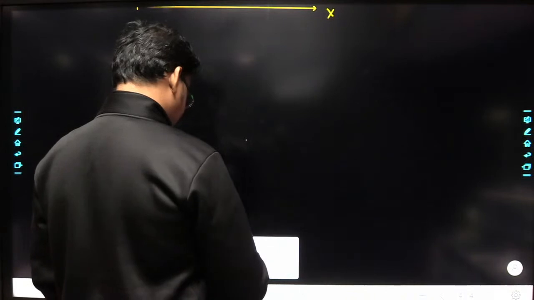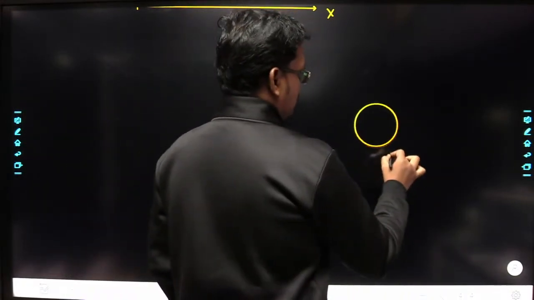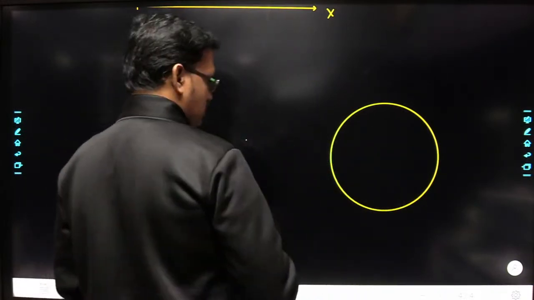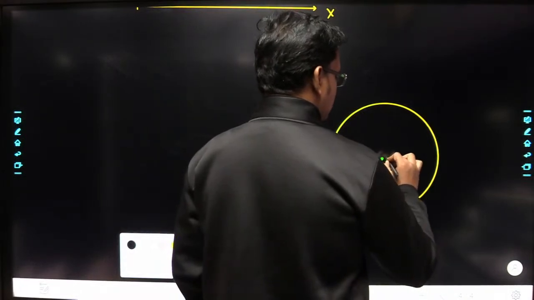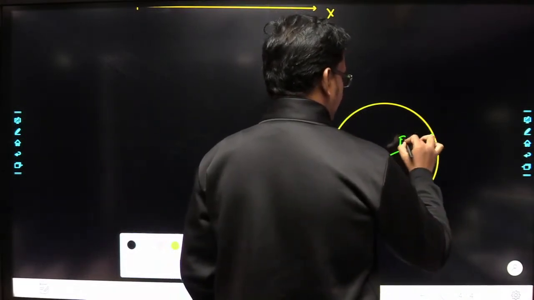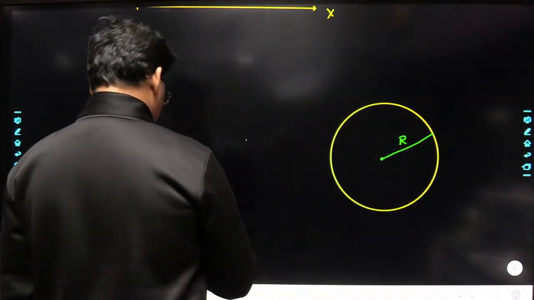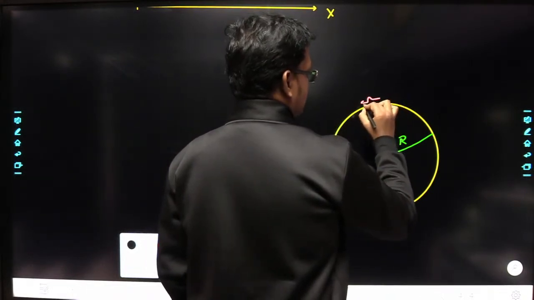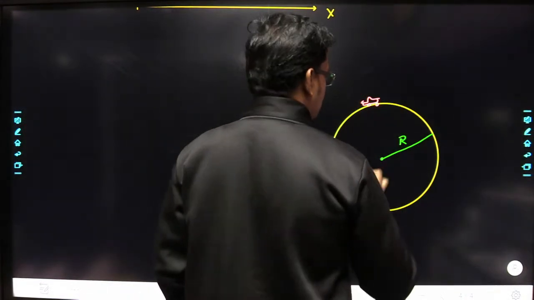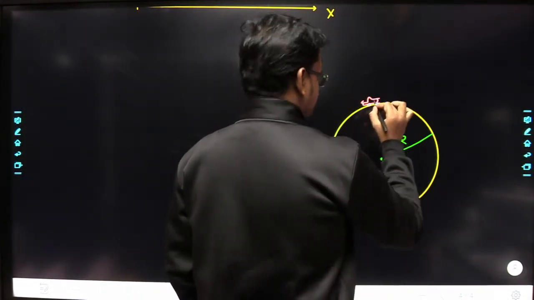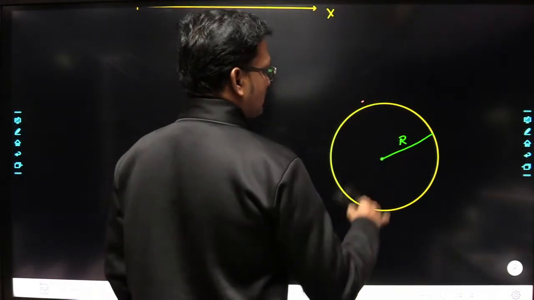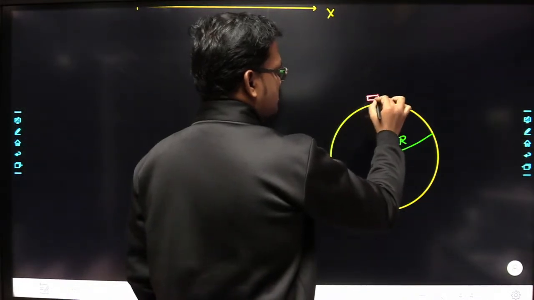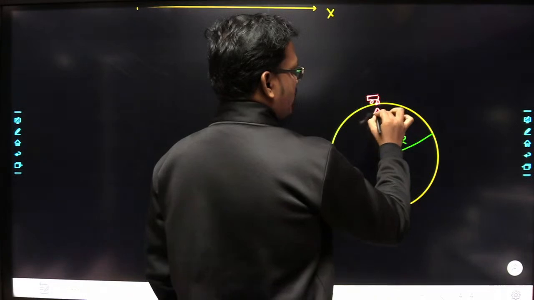See, if I consider a circular path, let us consider a circular path here. Let us say its radius is some capital R. Now here, let us assume a car is moving at this point. Let us say this point is A.